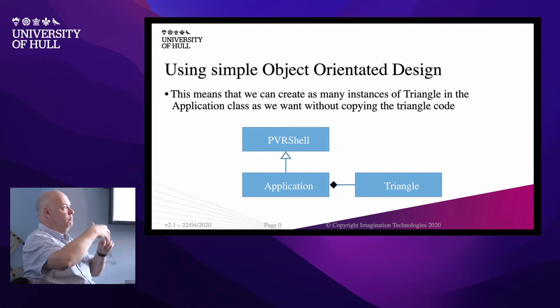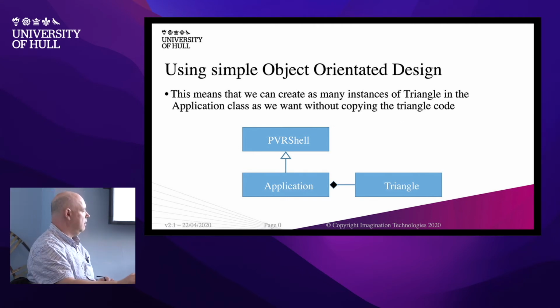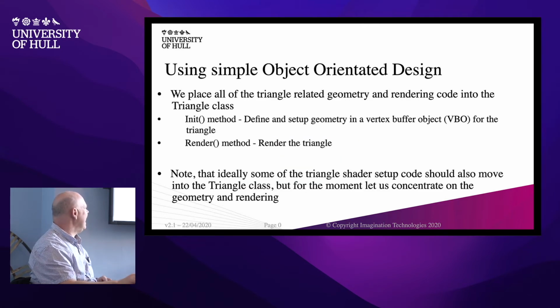Okay, so if I want to display 3 triangles on the screen, then I can just create 3 instances of triangle, and I can initialize the triangle in a particular position, and I can tell the triangle to render itself. Okay, so it's very basic.